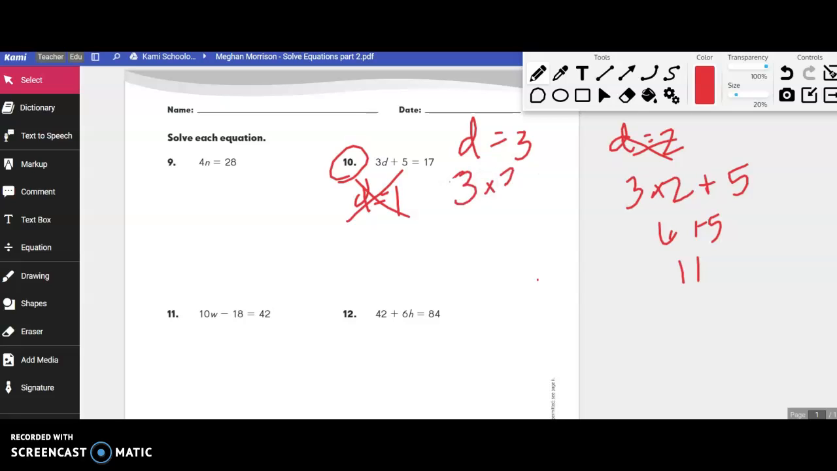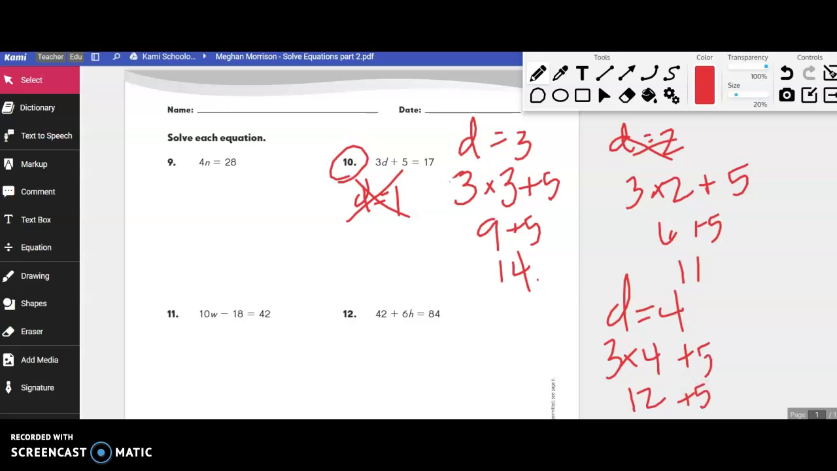We have 3 times 3 plus 5. 3 times 3 is 9. 9 plus 5 is 14. Oh, I'm only 3 away. I had been increasing by 3, so I bet d equals 4 will work. D equals 4. If I do 3 times 4, that's 12. 12 plus 5 is equal to 17, so I know d equals 4.